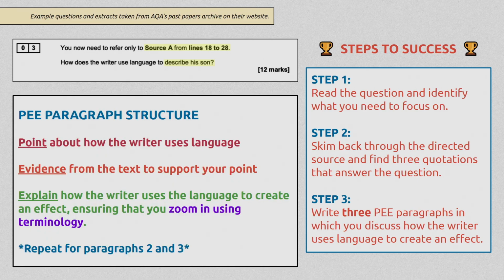So here is a breakdown of the PEE paragraph structure. You start off by making a point about how the writer uses the language. You then bring in some evidence from the text to support the point you're making. And then you explain how the writer uses that language to create an effect of some kind, ensuring that when you're zooming in, you're using subject terminology. That means instead of saying things like the word, you would be more specific and say the adjective, the adverb, the simile, the metaphor, etc. So then you do the exact same thing for paragraph 2 and paragraph 3.